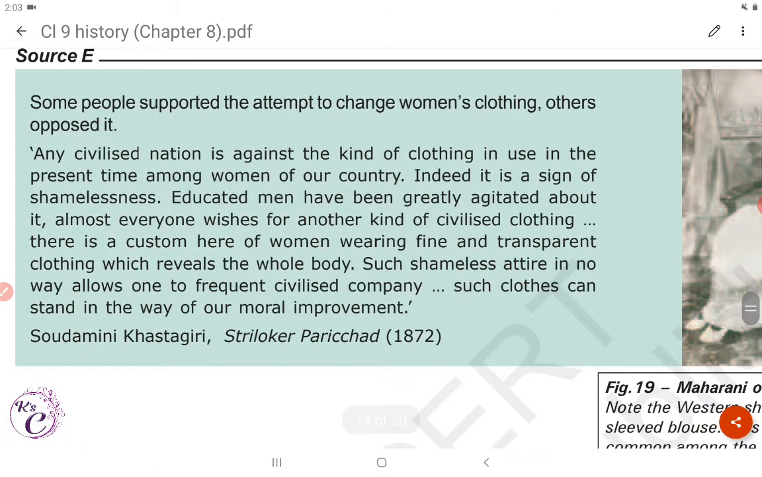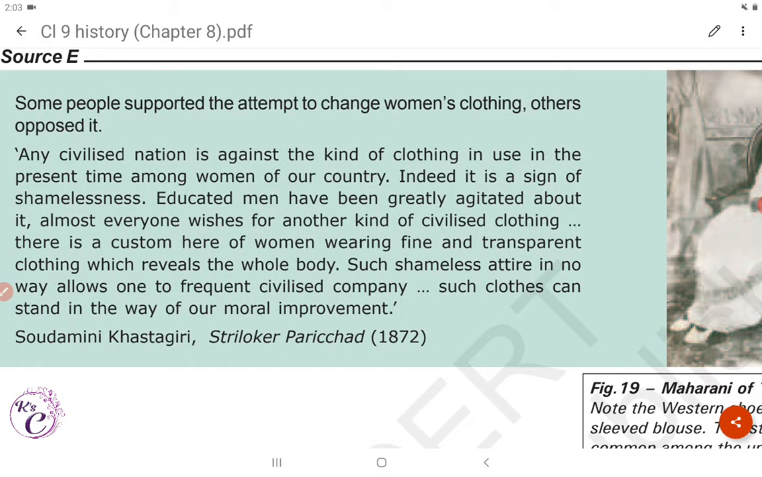So here we have source E. Some people supported the attempt to change women's clothing, others opposed it. Any civilized nation is against the kind of clothing in use in the present time among women of our country. Indeed, it is a sign of shamelessness. Educated men have been greatly agitated about it. Almost everyone wishes for another kind of civilized clothing. There is a custom here of women wearing fine and transparent clothing which reveals the whole body. Such shameless attire in no way allows one to frequent civilized company. Such clothes can stand in the way of our moral improvement.